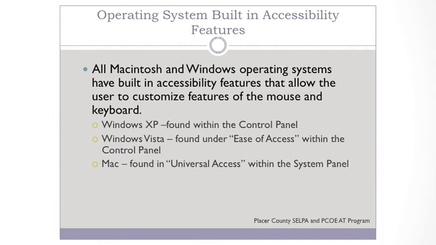So within all Macintosh and Windows computers, there are built-in accessibility features that you can access. Those will affect what the screen looks like, and they also will affect how the keyboard and the mouse work. Within Windows XP, you can find it, as you see here, in the control panel. In Vista and Windows 7, I believe it's under Ease of Access, and maybe even Windows 8. And in Mac, you can find it in Universal Access, which is within the system panel.